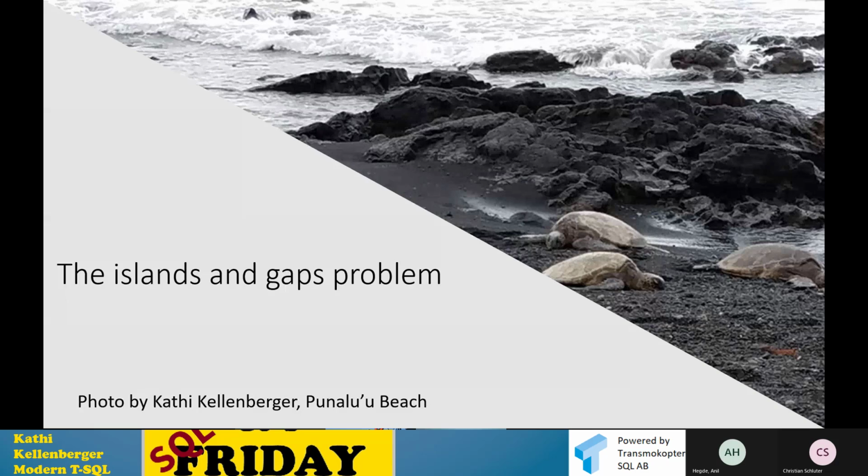So one of my favorite things. The islands and gaps problem is a very popular problem to solve, and it's useful because sometimes you want to find where the gaps are, where there were no orders, or what's missing.